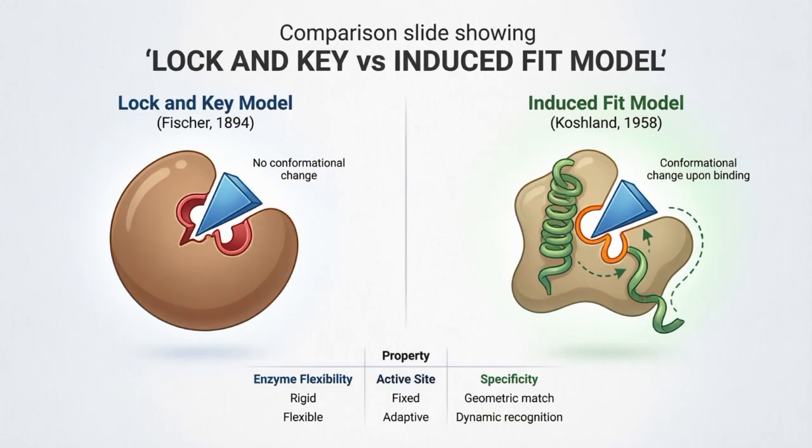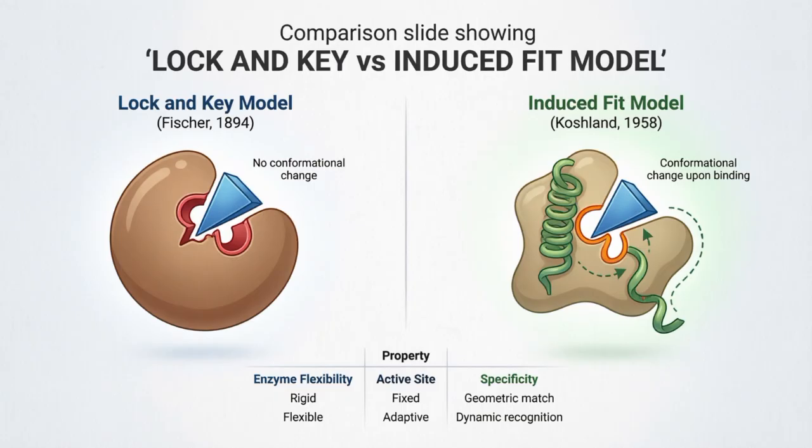This is the key limitation. The enzyme remains completely rigid. The brown enzyme doesn't move, doesn't flex, doesn't adjust. It's static. Now, let's move to the right side. The Induced Fit model, proposed by Koshland in 1958. That's 64 years after Fisher.